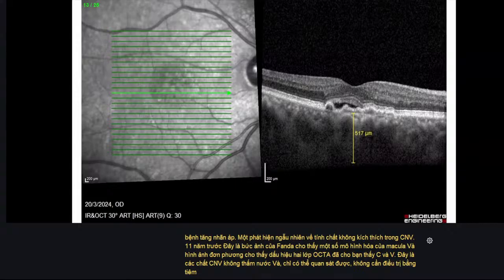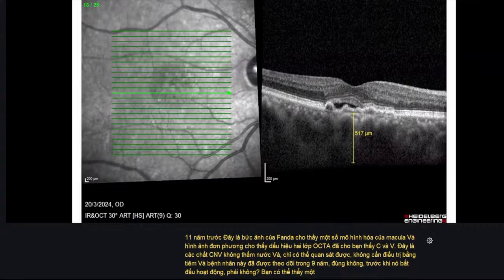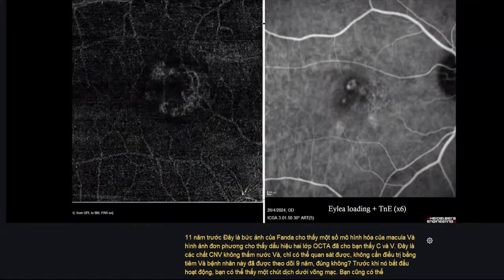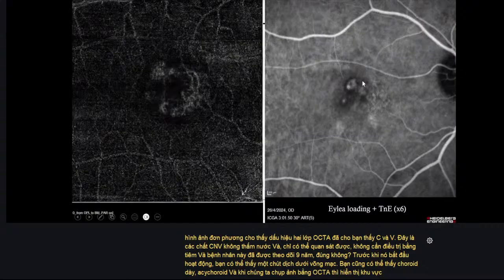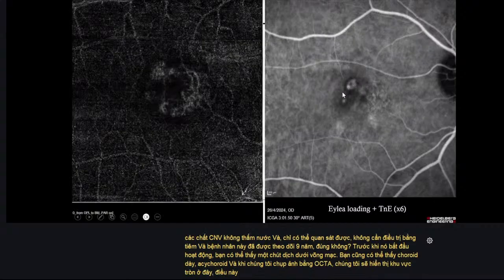And this patient was followed up for 9 years, right, before it started to turn active. Yeah, you can see a bit of subretinal fluid. You can see also thick choroid, pachychoroid. And when we image with OCTA, then it showed a round area here, which is highly suspicious of polypoidal, so we went on to do ICG to confirm the diagnosis.